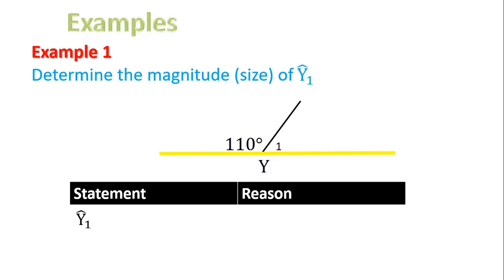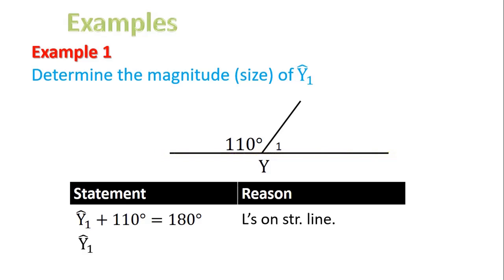So, y1 plus 110 degrees equals 180 degrees. How can I say that, or why can I say that? Well, it's angles on a straight line. Now to get what y is equal to, we use basic equations. And so we have y, and then I subtract 110 from the left hand side and the right hand side, and 180 minus 110 will give you 70 degrees. And that is y1.